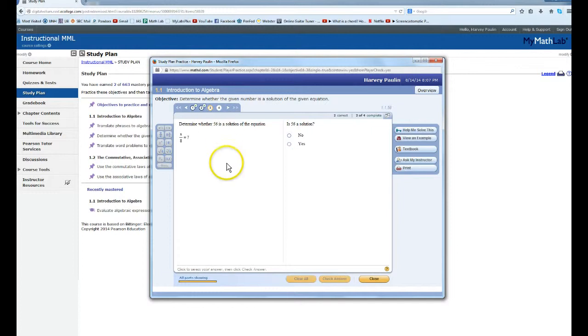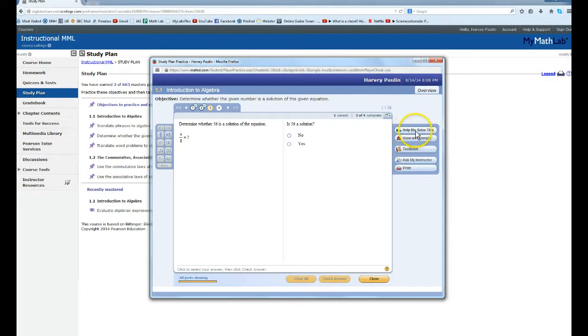Let's try another. Now, is 56 a solution for this? 56 divided by 8, is that 7? Well, the answer is yes. But suppose I needed help on this one. What can I do? Well, I can go over here where it says, help me solve this.